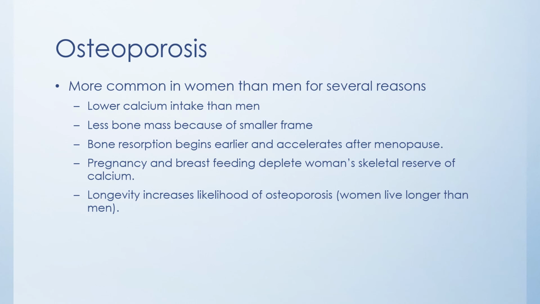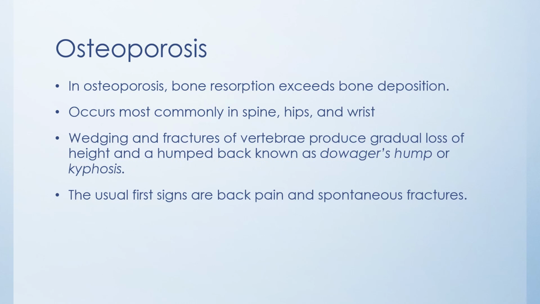So babies kind of take everything from you, even your reserves of calcium. And the longevity increases the likelihood. So basically, because women live longer than men, we're more likely to get osteoporosis. So in osteoporosis, like I said at the very beginning, the bone reabsorption, the breakdown, exceeds the deposits. So it's breaking down faster than it can be replaced. This is most common in the spine, hips, and the wrist.